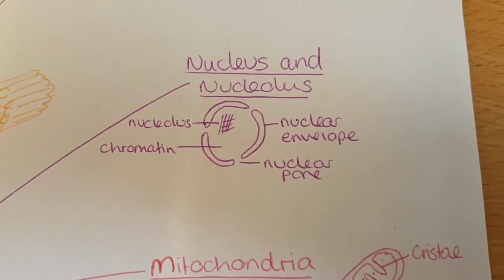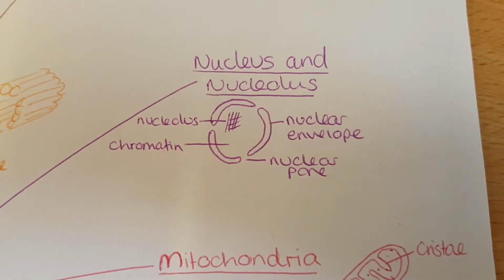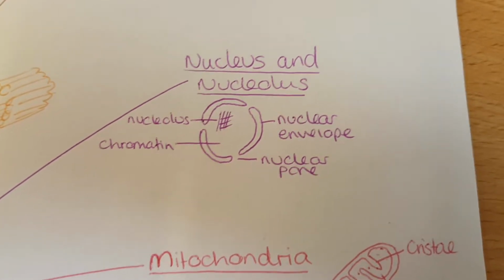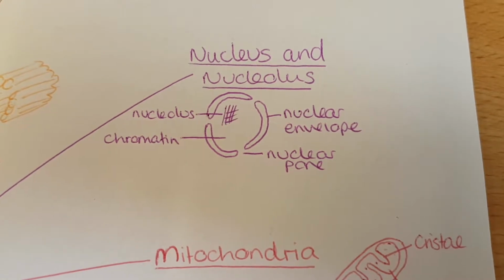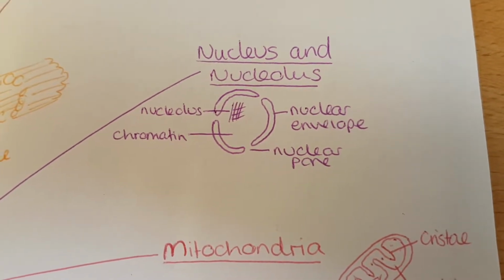The middle of the nucleus is filled with DNA, and when it's unwound, we call that chromatin. It's kind of like a mesh of DNA. And there's a particular dense part of the chromatin called the nucleolus, and that's where ribosomes are made. Okay, so things can get in and out of the nucleus through the nuclear pore.